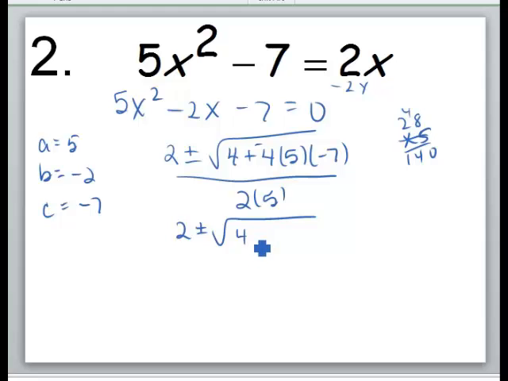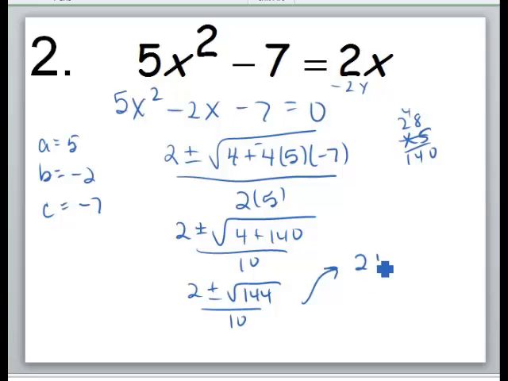So I'm getting 4 plus 140 all over 10. This gives me 2 plus or minus the square root of 144 over 10. That comes out evenly to be 2 plus or minus 12 over 10. Now I'm going to finish this one up in the next video.